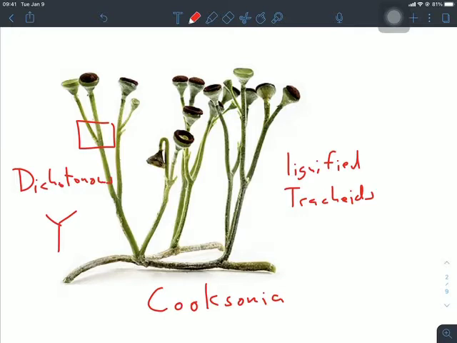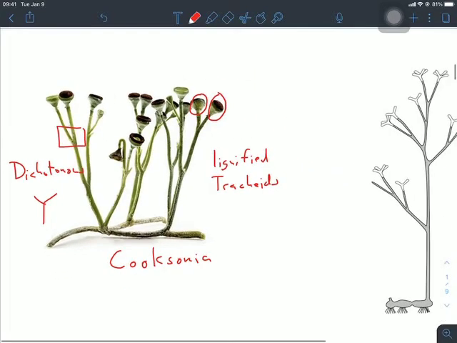Now you'll also notice that these are growing off to the side in kind of these two pairs. You'll see this trend of sporangia development in a lot of our other lycopods. So keep in mind this growth habit as we go and look at some of our living lycopods today.